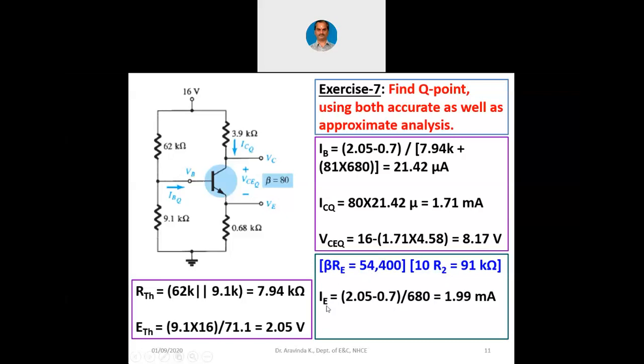So let me continue. We got the difference here as IE. Let us find out VCE now. VCEQ is 16 minus 1.99 into 4.58. That 4.58 is nothing but RC plus RE. We get the value of 6.89 volts. You can see that in the accurate analysis it was 8.17 volts. In the approximate analysis it is 6.89 volts. That means there is a difference here.